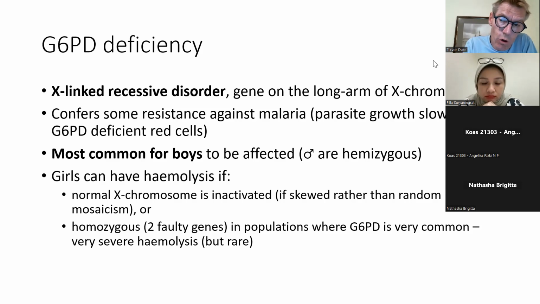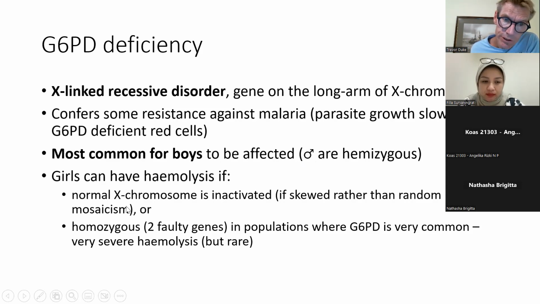The reason why it's common in Papua New Guinea and some other countries, anywhere there's a lot of malaria, is because the parasite grows quite slowly in G6PD deficient red cells. That's the surprising thing. It gives some protection against malaria, but paradoxically, when we give some drugs to treat malaria, then a child might manifest G6PD deficiency. So it's a perfect storm in a way. Most commonly, the boys are affected. As I said, they're hemizygous.